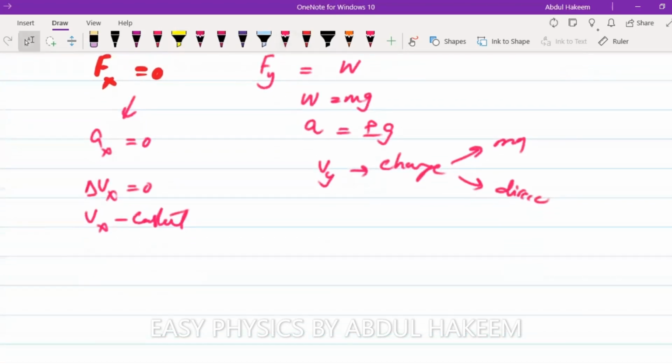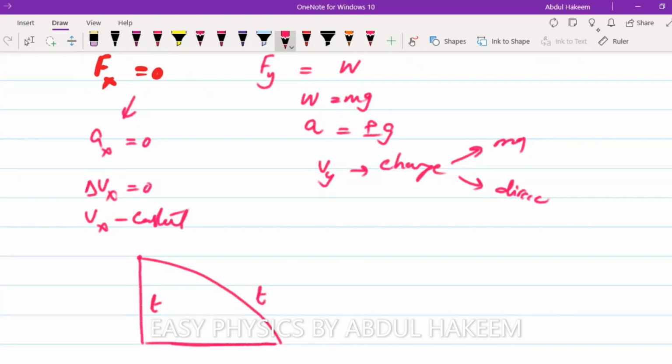And number 3, in the absence of the air, the time of the free fall from a certain height is exactly equal to the time of the projectile from the same height. And this horizontal distance is covered due to the horizontal velocity, and this vertical height gained or lost is due to the vertical velocity. So vx is responsible for the horizontal distance. vy is responsible for the vertical distance.